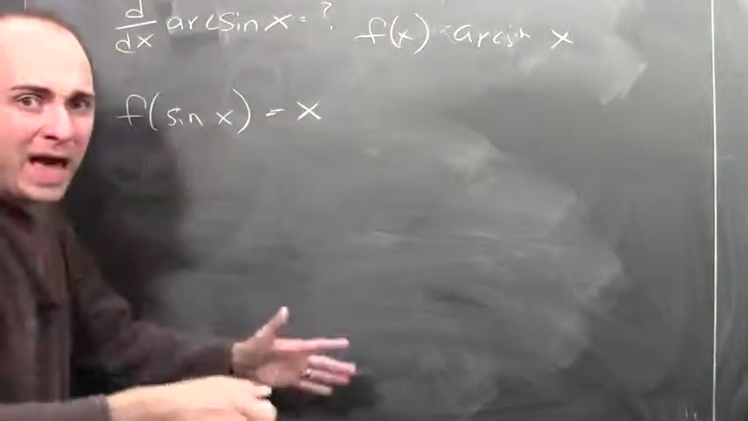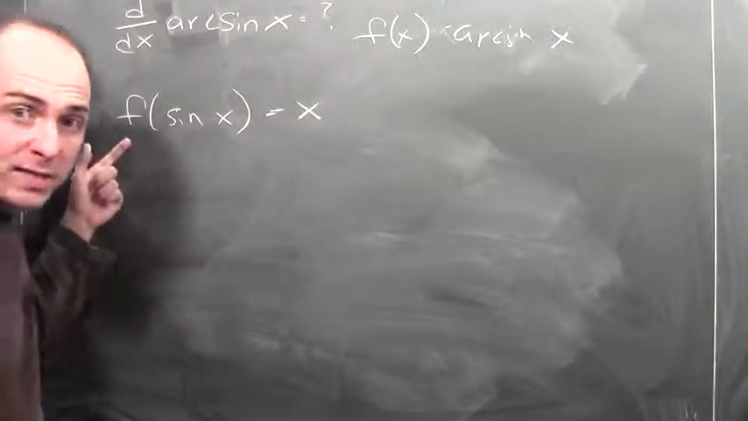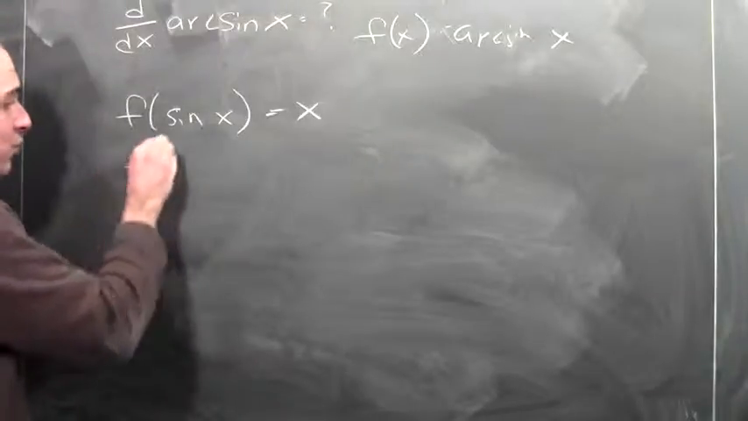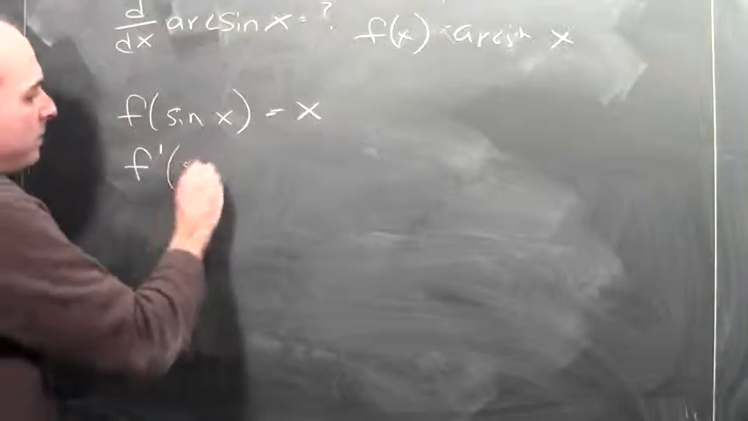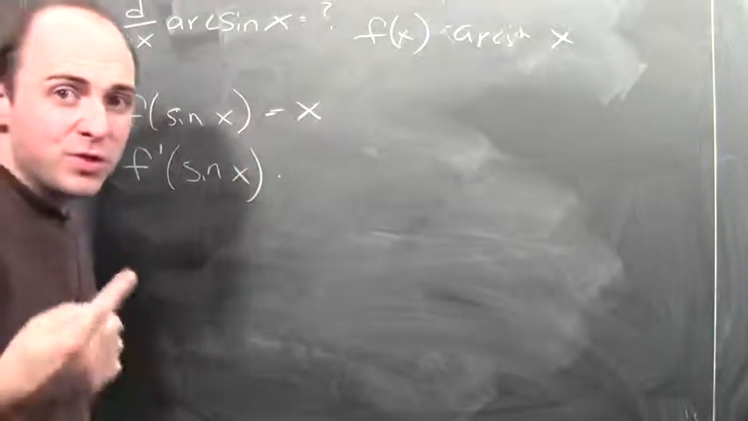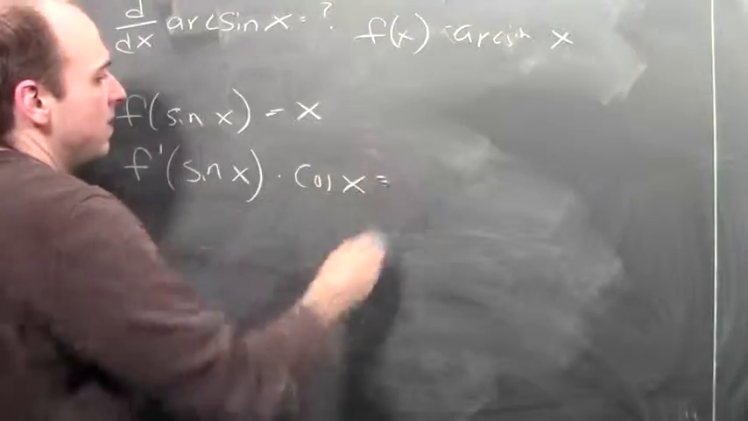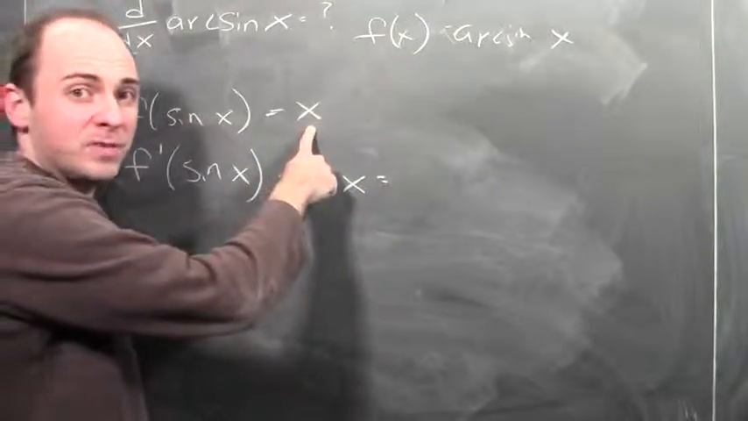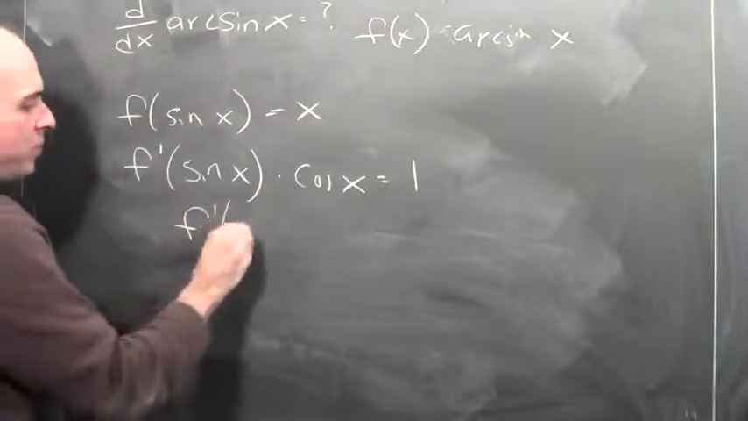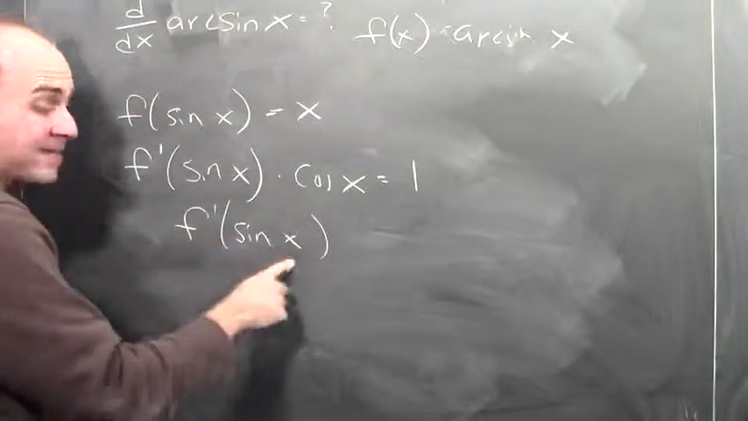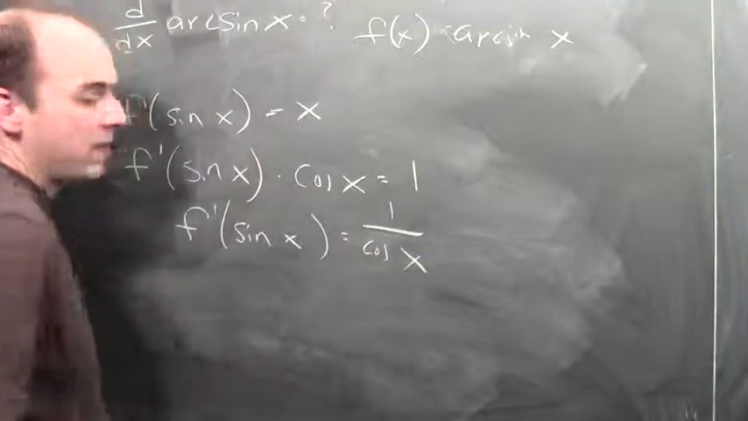I'm just plowing ahead, assuming that f is differentiable. So if I assume that f is differentiable, I differentiate f, I get some mystery derivative. I don't know what it is yet. I'm calling it f prime, at the inside, which is sine x, times the derivative of the inside, which is cosine x. And this is equal to the derivative of the other side, which is 1. So what I know now is that the derivative of arcsine at sine x is 1 over cosine x.